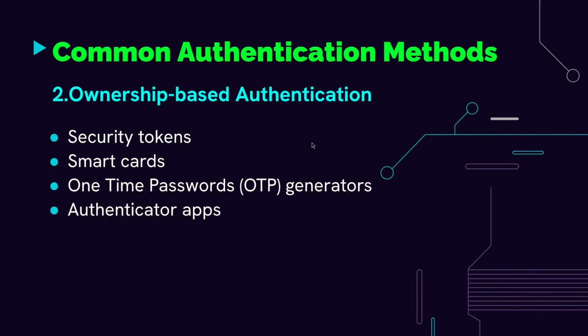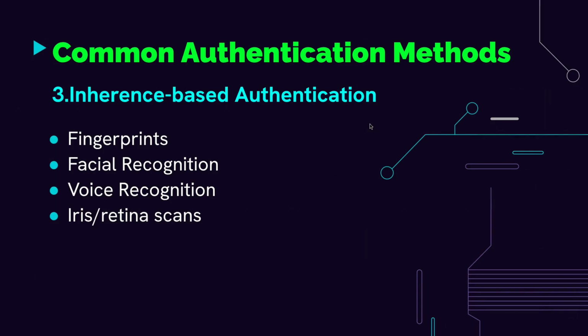Then secondly, we have ownership-based authentication. This is all about something you have, like a smart card or hardware token or OTP code from Google Authenticator. Simply like you provide the proof. So that is ownership-based authentication. Then the last one is inheritance-based authentication. This is something you are, like your fingerprint or face. It has to do with things like iris or retina scans, voice recognition, fingerprints, and facial recognition.